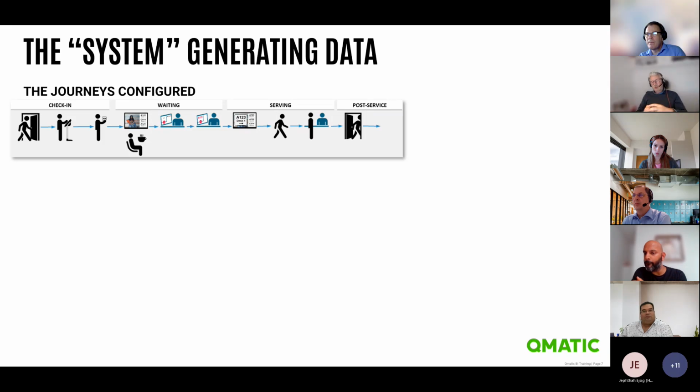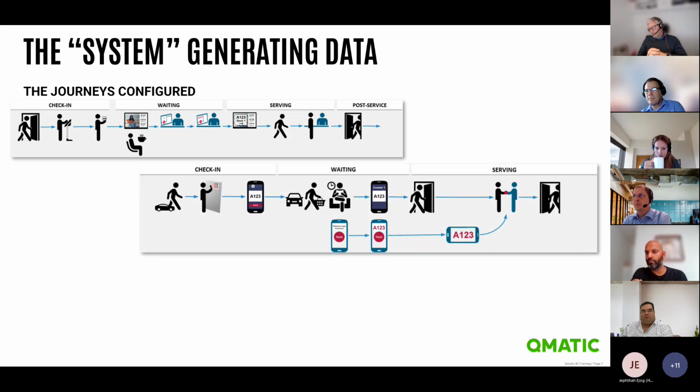So these are simple visualizations of what a customer goes through. And this is quite simple. Customer walks in, goes to an Intro 17, they get a ticket, they wait, then they are served, and then they leave. It's that simple. But it could look different. It could also look like this.